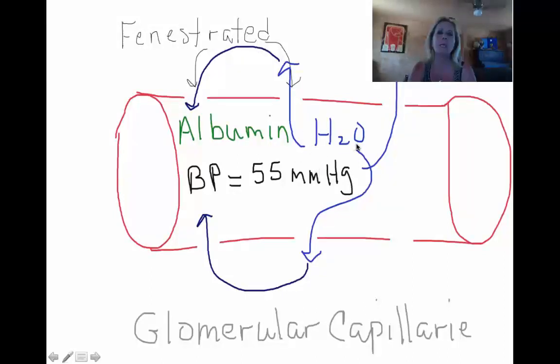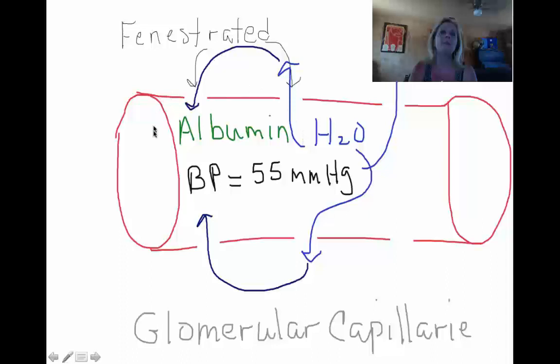So you can see here how I've drawn this. The water is actually being pushed out of these capillaries due to the high blood pressure. As a matter of fact, this blood pressure is so high that if nothing stopped the force of the blood pushing the water out, then the fluid in your blood would be drained in no time, and a person would die from hypovolemic shock. But we have what is referred to as the osmotic, or sometimes also called the oncotic, pressure.